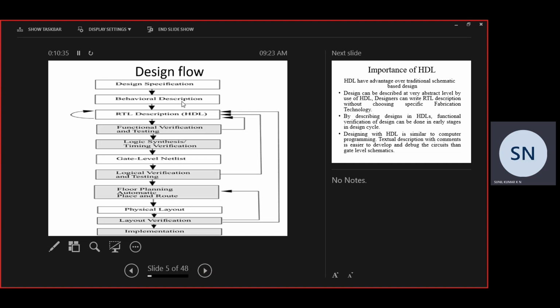from the beginning, what are you going to have? First we need to have the design specification. Design specification means you should know the important concepts, like what the inputs and outputs are for any circuit. For any input, we should know what output we are going to get.